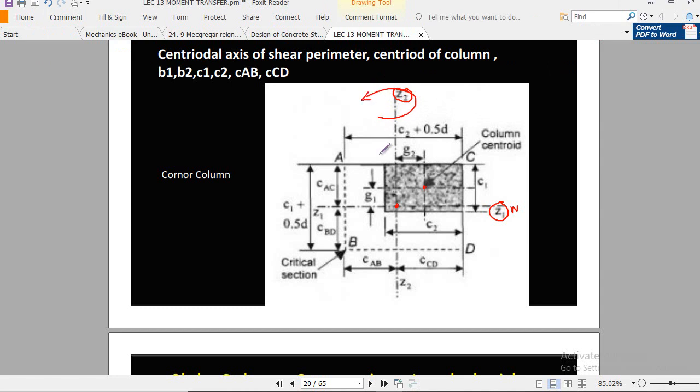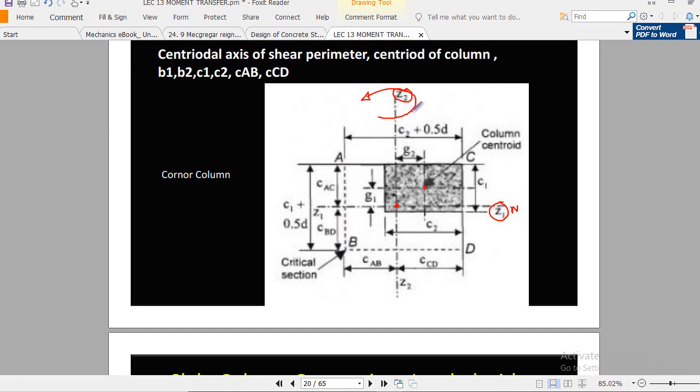Z2 axis. Now in that case AB will be your front and CD will be your back, and AC and BD will be your sides. So the distance from Z2 to AB is denoted by CAB. It should be remembered, in some books this may be X2, different books use different notation, but you must know this AB side. You need to look at the direction in which the moment is acting, so this one will be your AB, this will be your front.